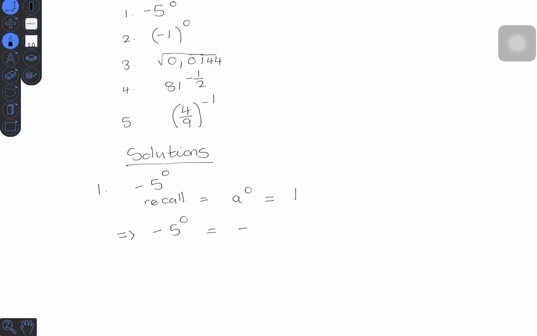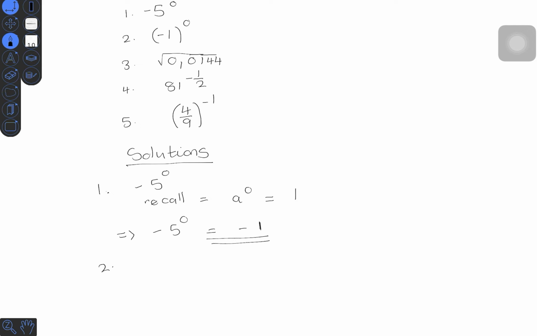So minus 5 to the power 0 equals minus. This minus is not being affected by the power. The number which is being affected by power 0 is this 5. Since it is that 5, that 5 to the power 0 becomes a 1. So now our answer is minus 1. So let's go to example 2.